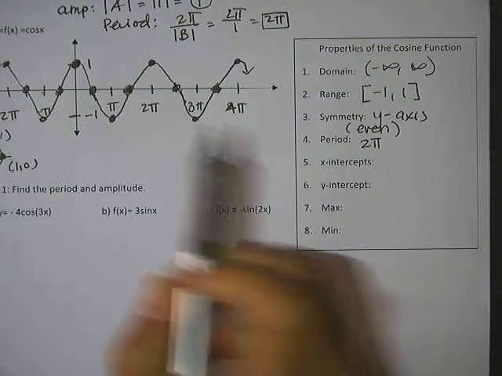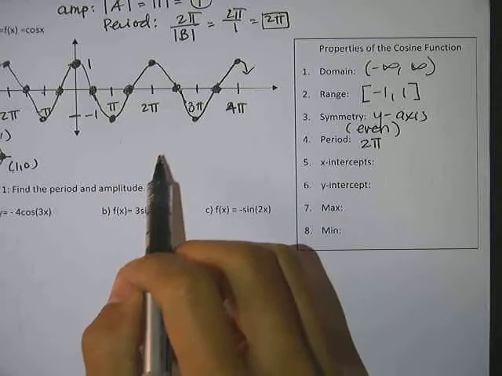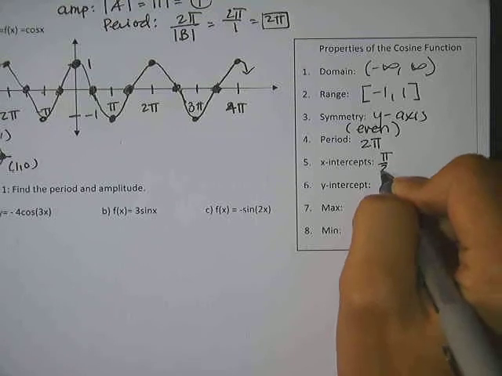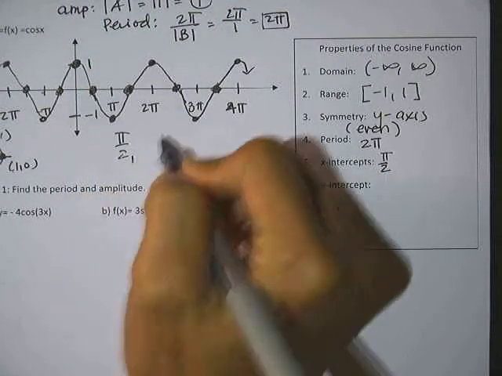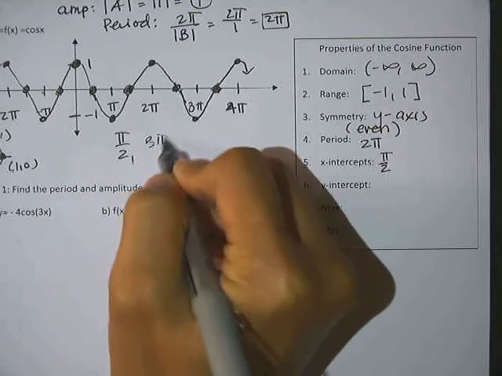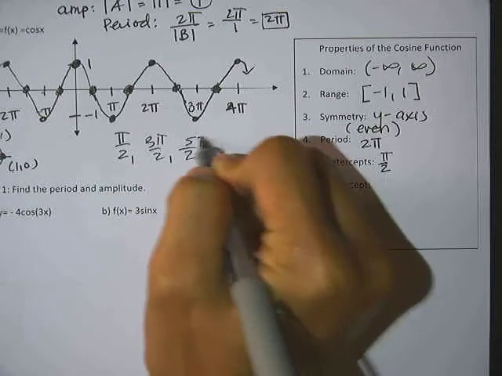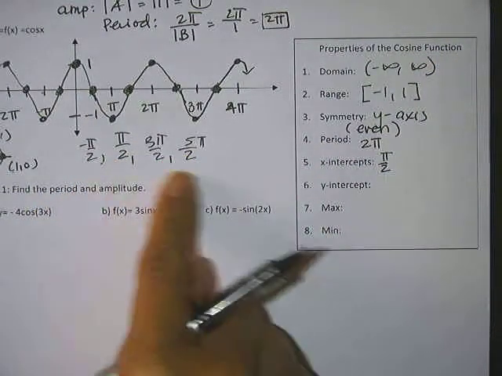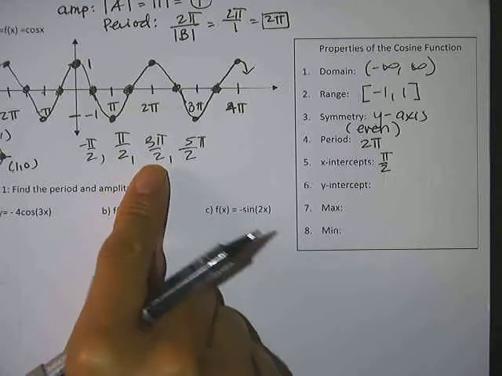Okay. X-intercept, it looks like there's one at pi over 2, 3 pi over 2, 5 pi over 2. So we're going to say that it's pi over 2. Okay, so let's think about the pattern. First one's pi over 2, then we got 3 pi over 2, then we have 5 pi over 2, okay? And then over here, this is -pi over 2. So what is the pattern right here? What do you think this is? How would I go from one to the next? What would you have to do?